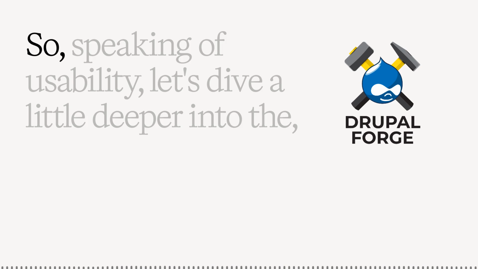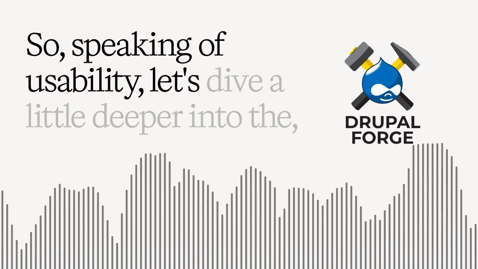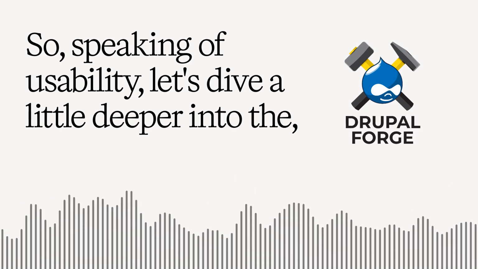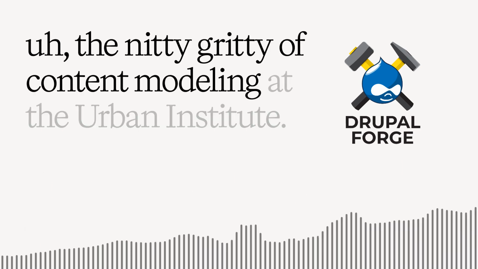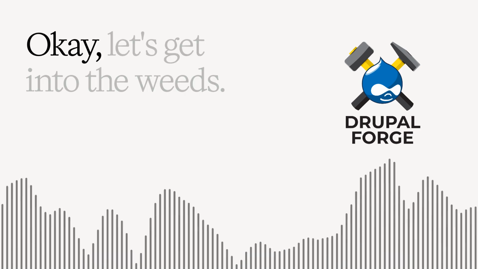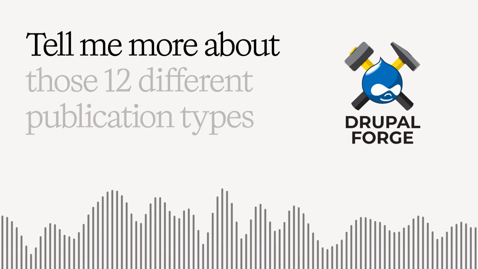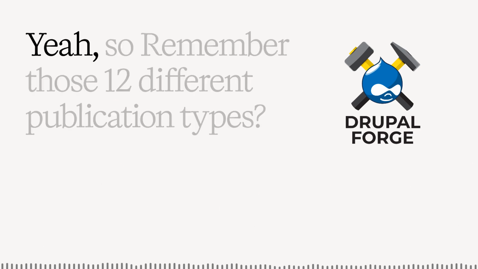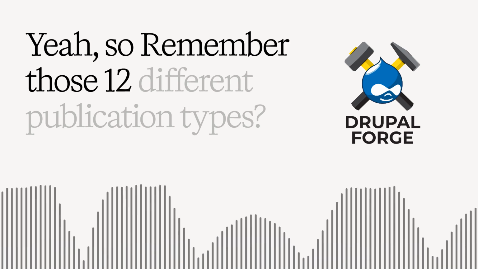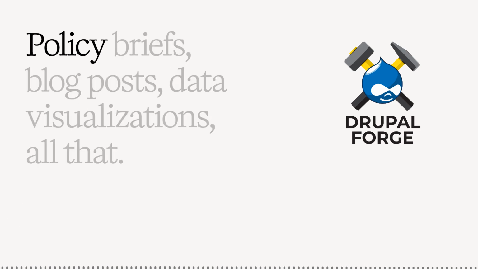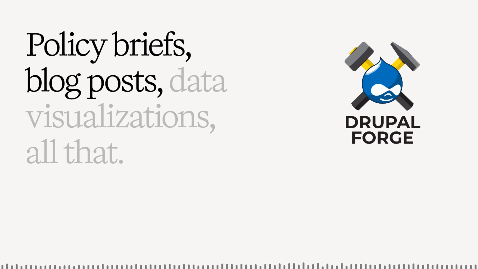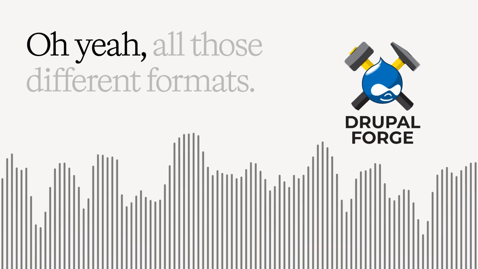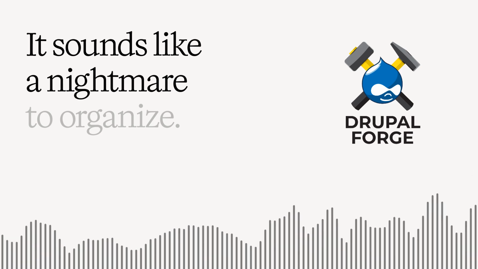Exactly. So, speaking of usability, let's dive a little deeper into the nitty-gritty of content modeling at the Urban Institute. Okay, let's get into the weeds. Tell me more about those 12 different publication types and how they manage all that. Yeah, so remember those 12 different publication types? Policy briefs, blog posts, data visualizations, all that. Oh, yeah, all those different formats. It sounds like a nightmare to organize.